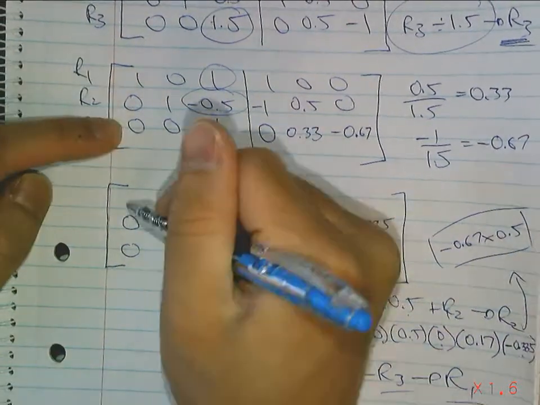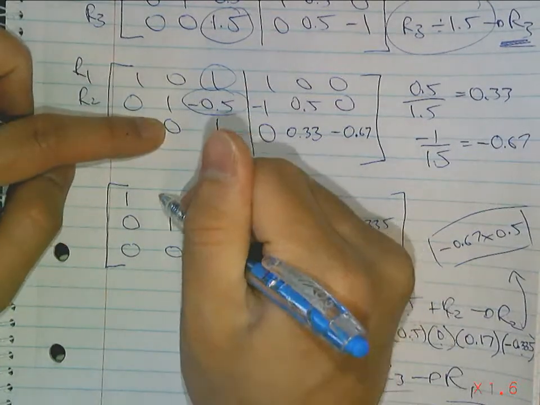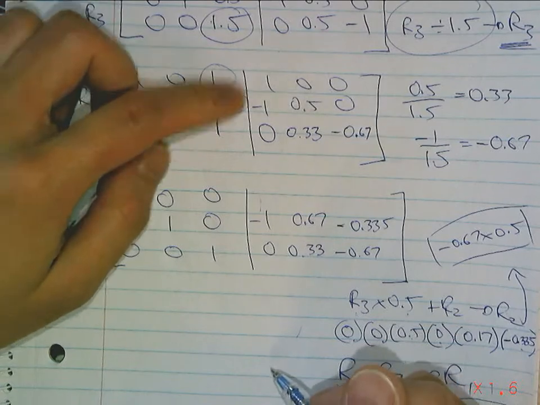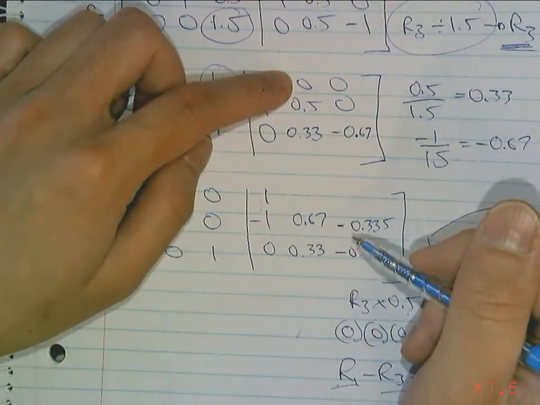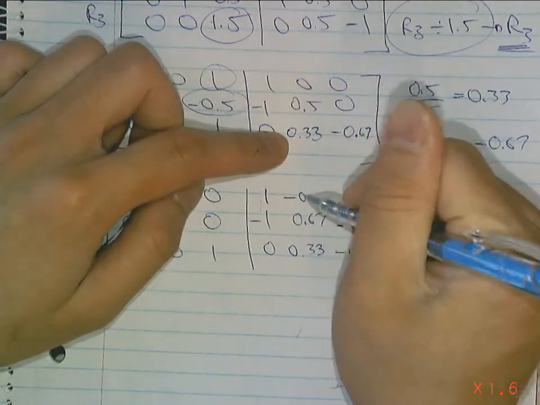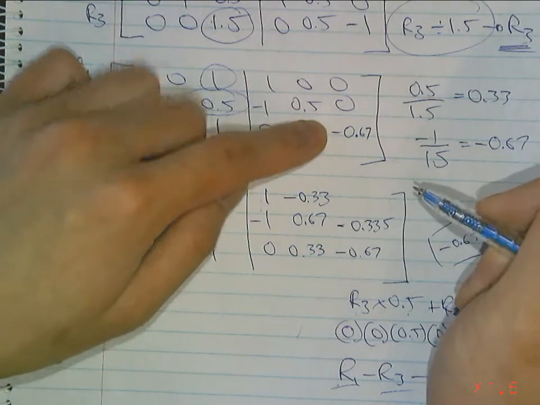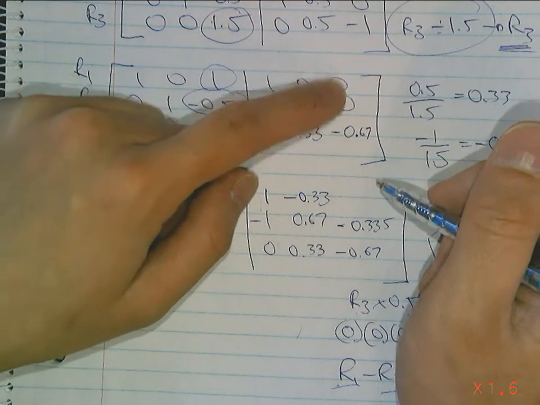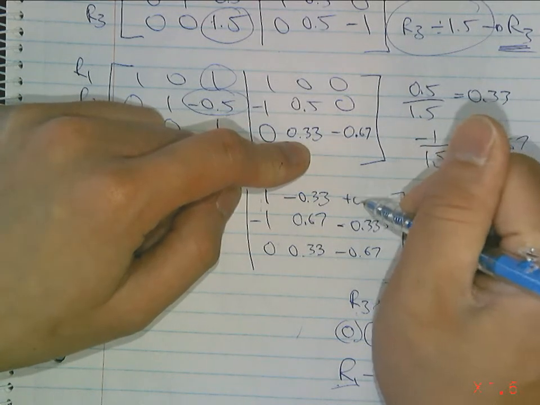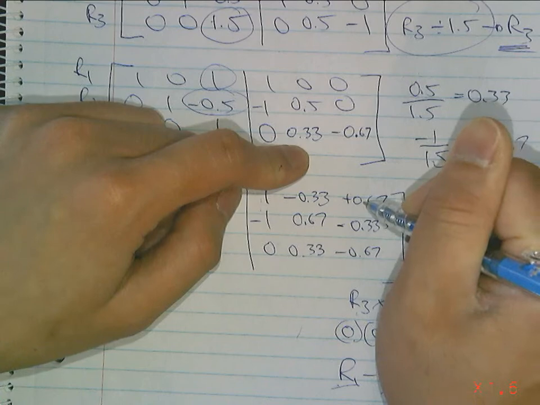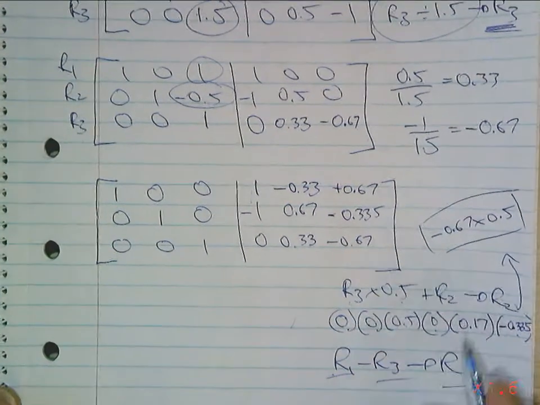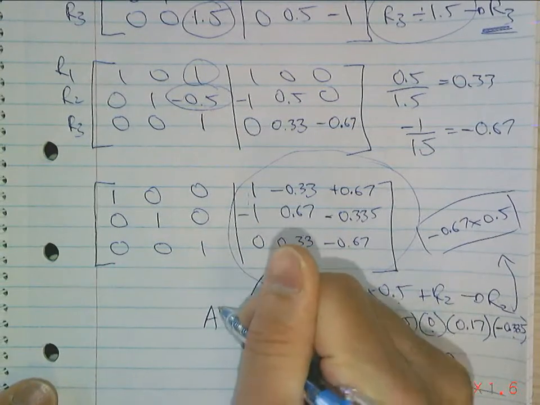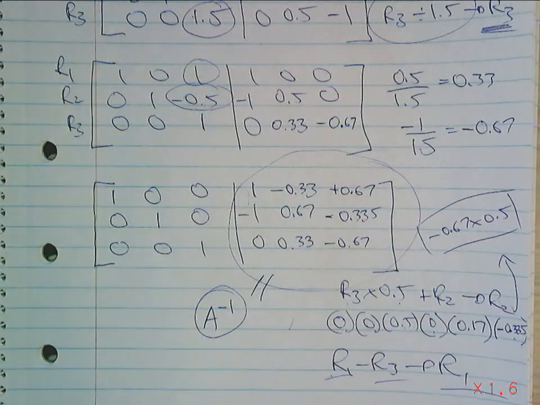1 minus 0 is 1. 0 minus 0 is 0. Notice my previous workings don't change. 1 minus 1 is 0. And then we'll keep on going. 1 minus 0 is 1. 0 minus 0.33 is negative 0.33. And 0 minus negative 0.67. So just be careful here with double negatives. 0 minus minus is positive. Okay. You're done here. What does all this represent? All this represents your inverse of A. You've just found the inverse of A.